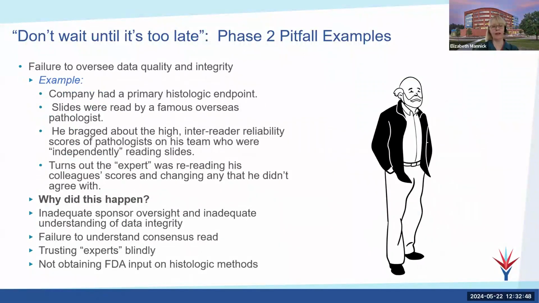Next. Failure to oversee data quality and integrity. An example is a company had a primary histologic endpoint. Slides were read by a famous overseas pathologist who liked to brag about his high inter-reader reliability or kappa scores of the pathologists on his teams who were independently and blindly reading the slides. It turns out the expert was rereading his colleagues' scores and changing any that he didn't agree with.